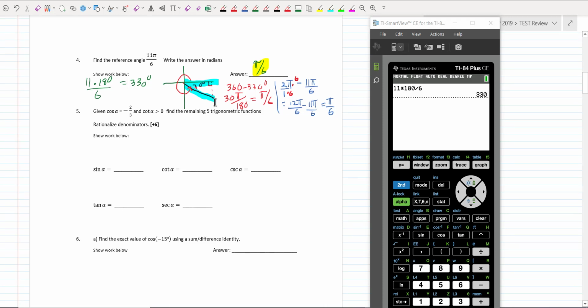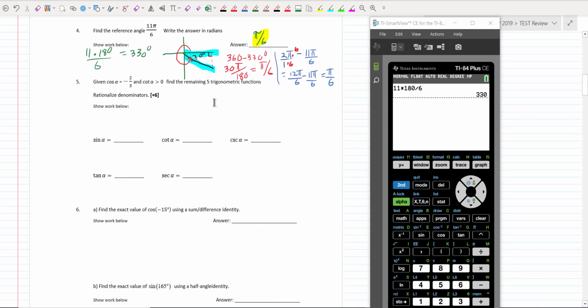Okay? So let's see. The next one is just kind of a thing that we learned about basic definitions. So in problems like this, you want to make sure you know all of your definitions. The sine is y over r.